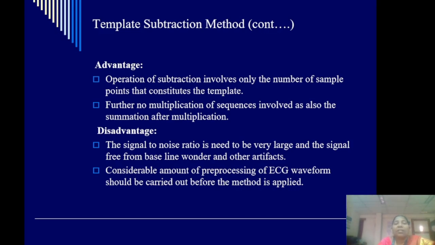The disadvantage is that the signal should be free from noise. Only then can we apply these techniques. If the signal has some noise, then if we apply this technique, it won't work. So the signal to noise ratio needs to be very large, and the signal should be free from any baseline wandering effect or any artifacts. A considerable amount of pre-processing of the signal is required. If we do not pre-process a noisy ECG signal before giving it as input to these techniques, it is difficult to extract the QRS complex. That's why the signal should be free from noise if we have to apply the template subtraction method or the template cross correlation method.